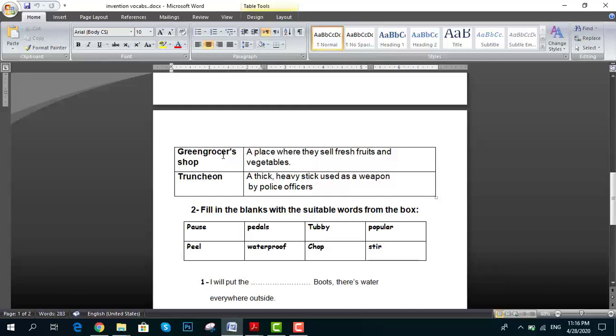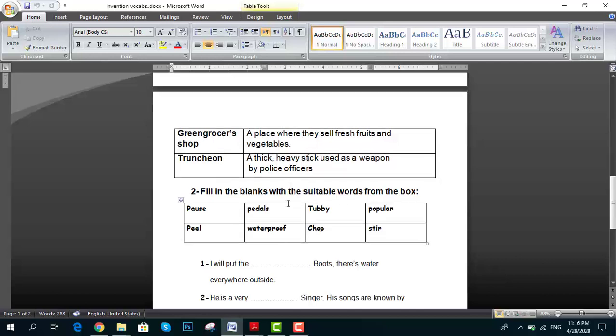And then the last word, we have truncheon. A truncheon is a thick or heavy stick that is used as a weapon by the police officer. And if you can remember, you saw the truncheon in the class when we used to go to school. So a truncheon is a thick or heavy stick that is used as a weapon by police officers.